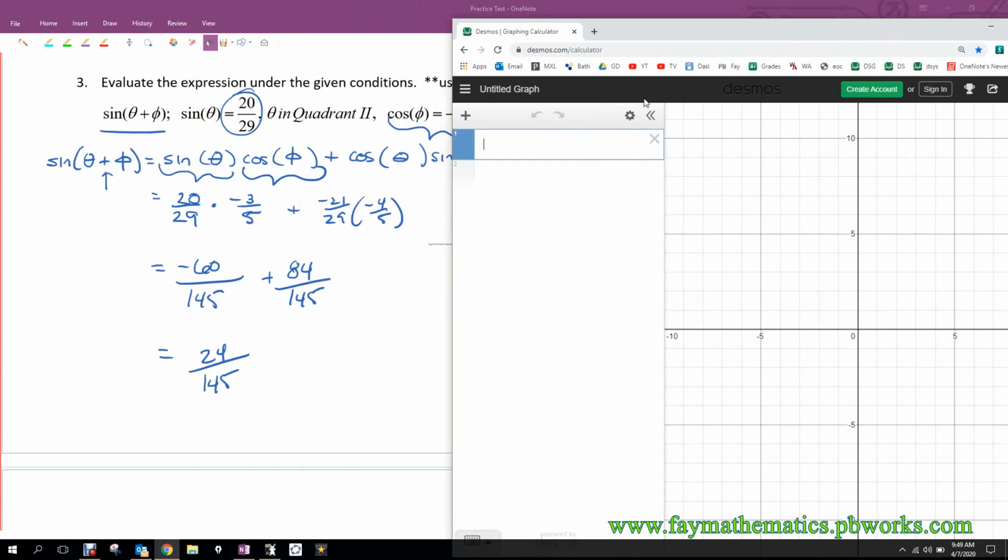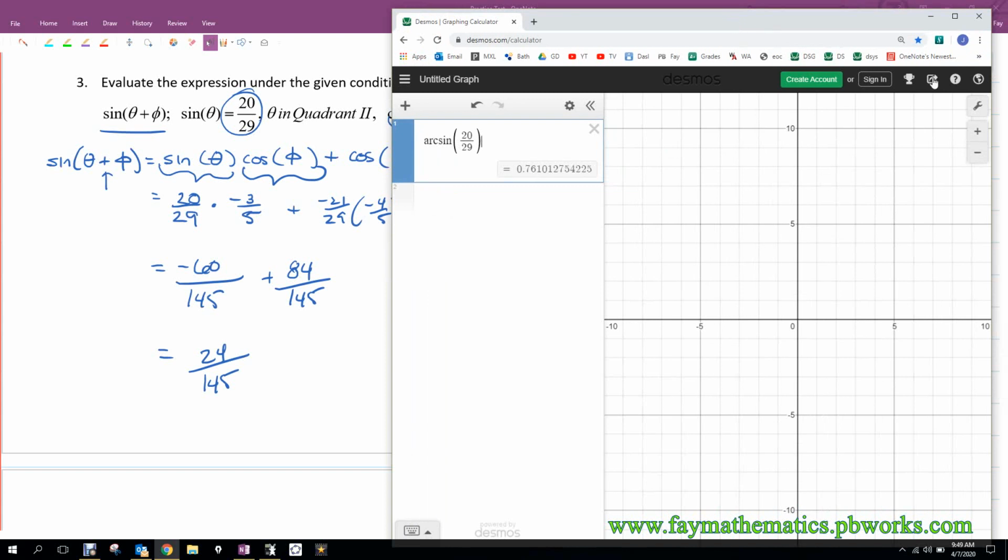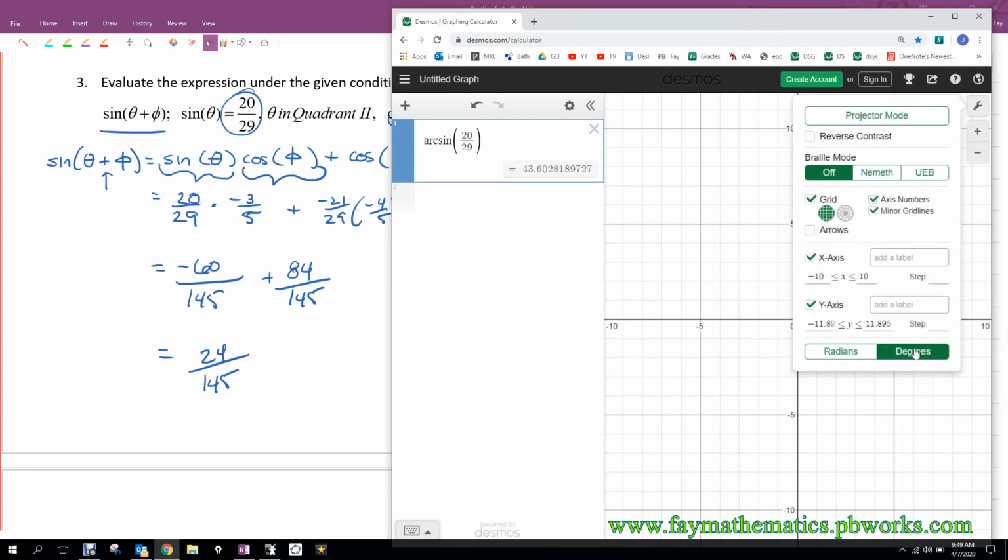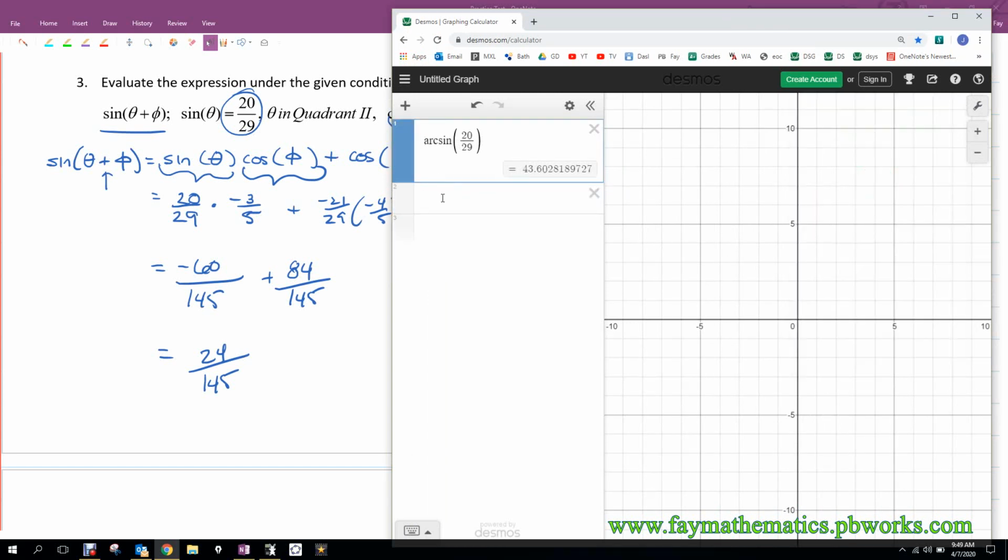All right, so I'm going to go arc sine of 20/29. Do this in degrees, it'll be easier to recognize. Gives me that. Okay, but I'm in the second quadrant, so I actually want 180 minus that. Okay, so that's the angle, that's how big theta is.